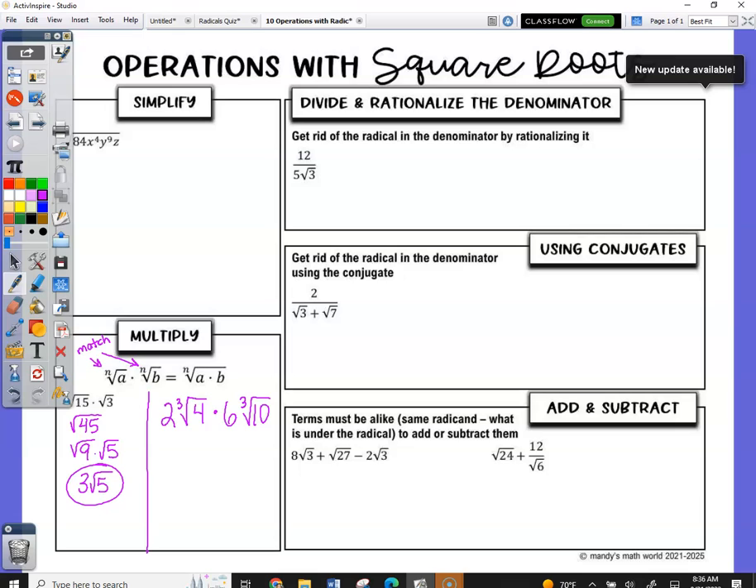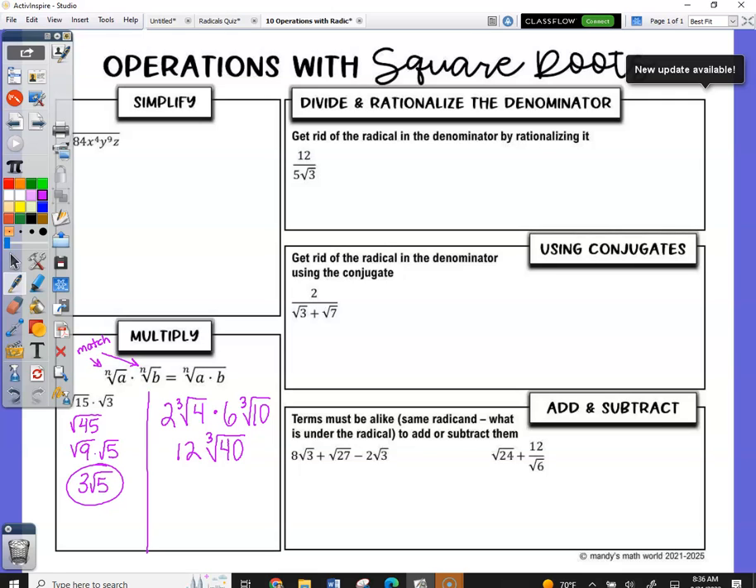Do the roots match? What root is this one? It's a cube. What root is this one? It's a cube. So the roots match. So you can go ahead and write it as the product of 4 times 10 under just one root. You also can go ahead and multiply the coefficients. The 2 times the 6 is 12. We still have a cube root. Now we have 40. That looks a lot better, doesn't it?